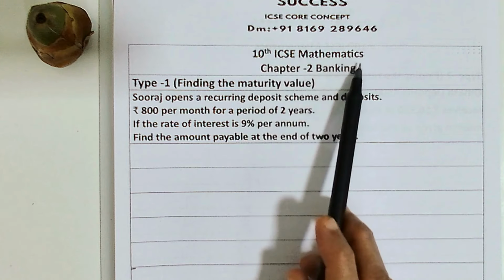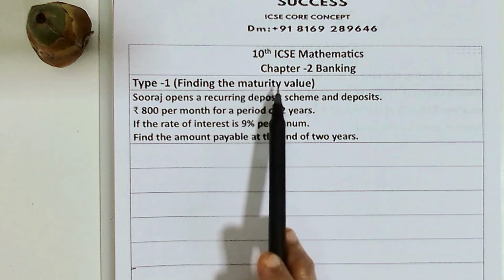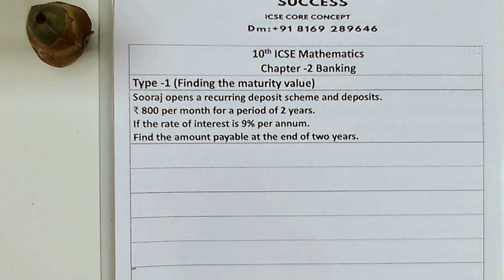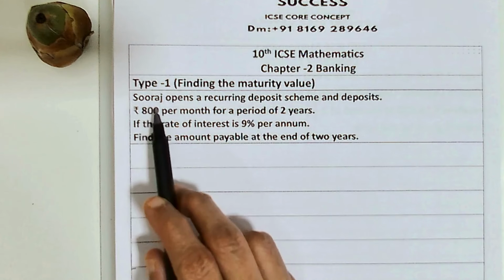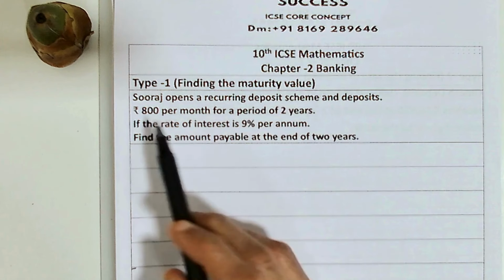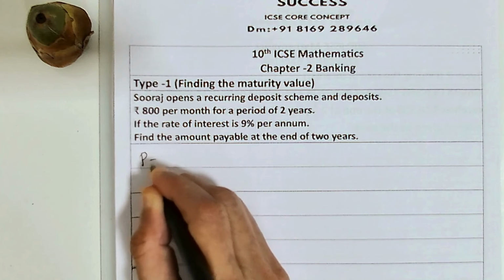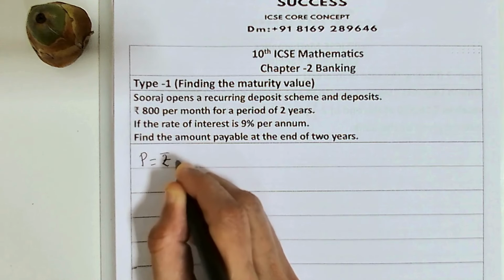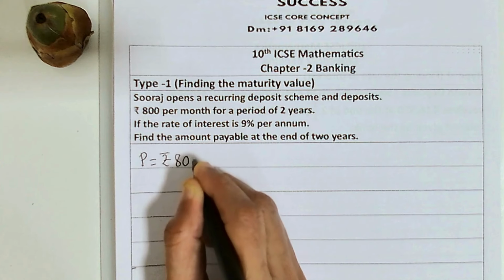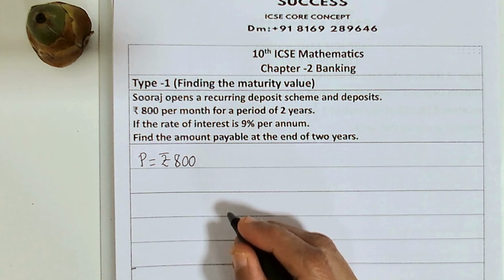10th ICC Mathematics, Chapter 2 Banking, Type 1, Finding the Maturity Value. Let's read the sum. Suraj opens a recurring deposit scheme and deposits rupees 800. So, principal becomes rupees 800. That is, Suraj will deposit in the bank rupees 800 monthly.